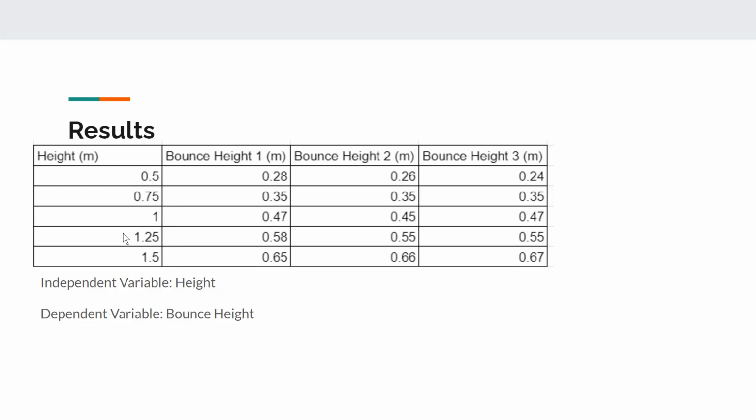As we can see here, my independent variable is the height, and my dependent variable is the bounce height. As we can see here, the higher I throw the ball in free fall, the greater the measure of bounce height.